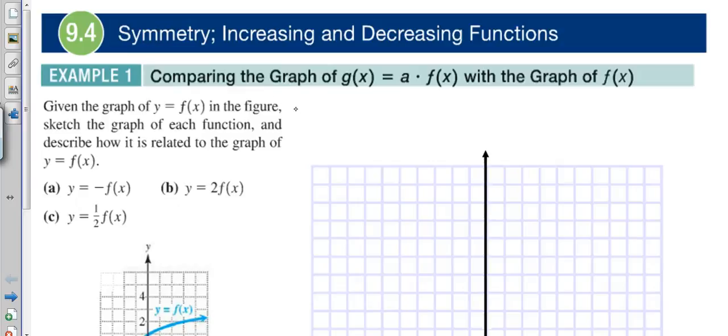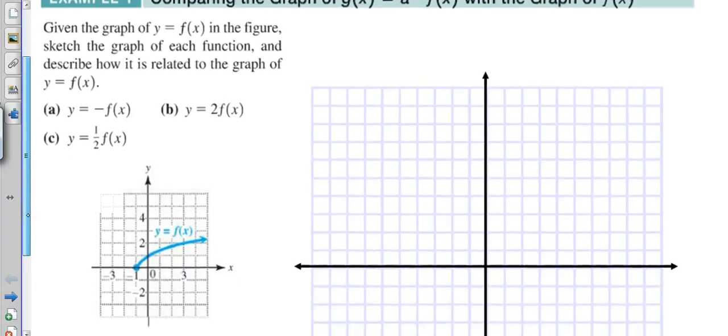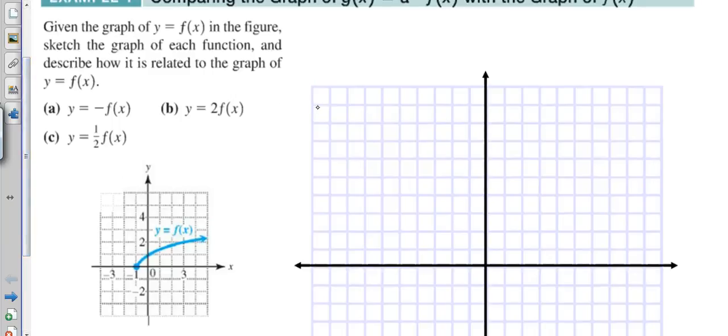Here we are in the symmetry, increasing and decreasing of functions section. So let's check out this first example right here. We're given this graph of f of x down here, and we need to sketch the graph of negative f of x, 2 times f of x, and a half of f of x. We can do that just by knowing what these kind of things look like.